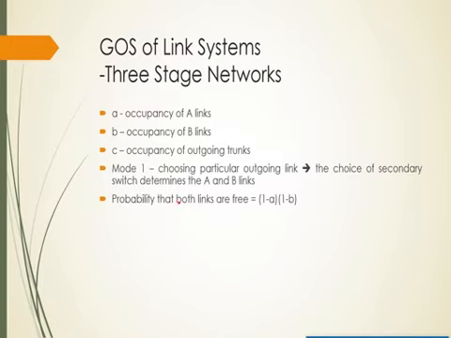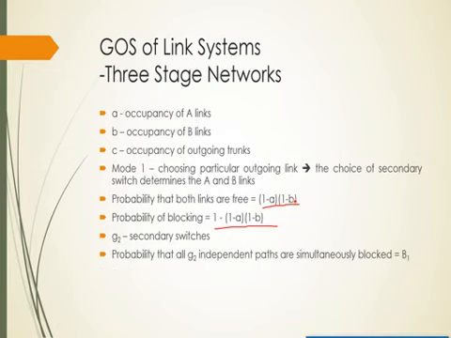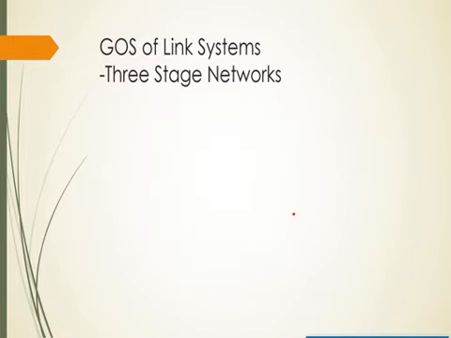Now what we have is the probability of both links being free, as discussed previously, will be 1 minus A into 1 minus B. Therefore the probability of both being occupied, or the probability of blocking, will be equivalent to 1 minus this value. And if we have G2 number of secondary switches, then the probability that all G2 independent paths are simultaneously blocked is identified as B1. Then it gives us a grade of service which is nothing but this term, that is the probability of blocking multiplied G2 number of times. So that is the value we'll be getting.